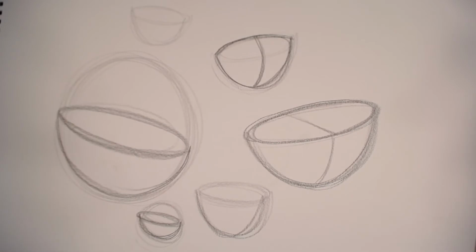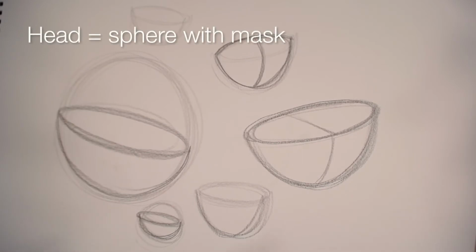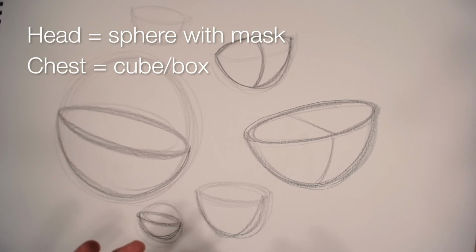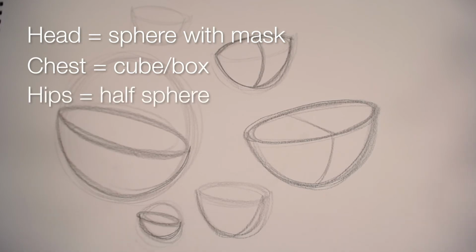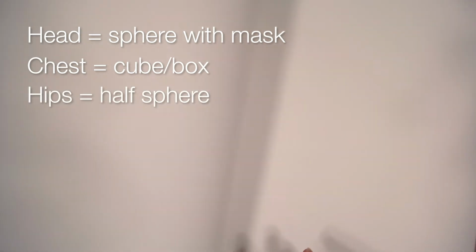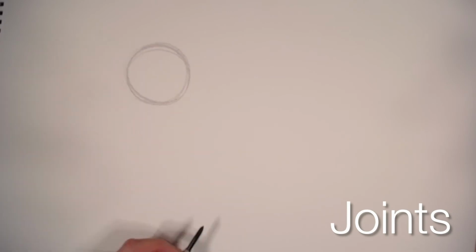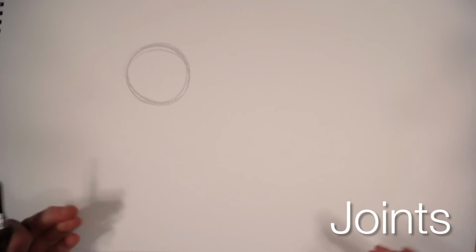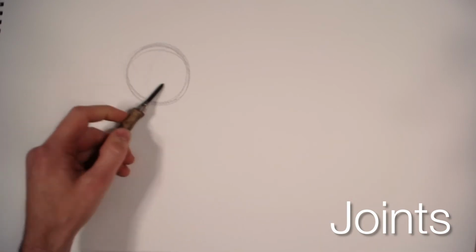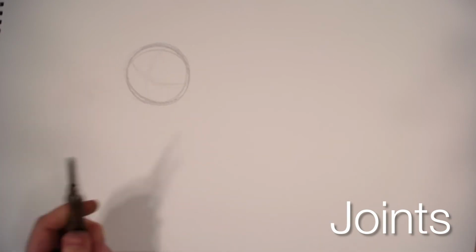That does it for the core. So head is going to be that sphere with a mask. Chest is going to be a box. And hips are going to be this half sphere. Our joints are just going to be spheres, and you can just leave them as circles, really. They'll look like spheres in the end because of how much dimension the other forms have. Don't worry about putting a crosshair on every single joint to make it look like a sphere.